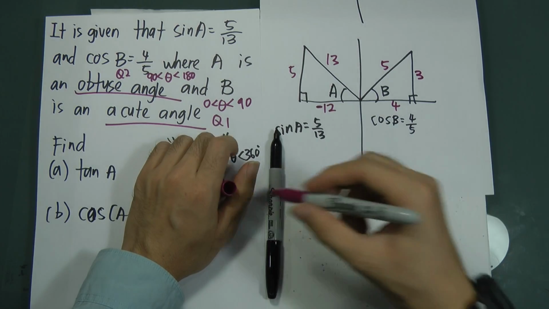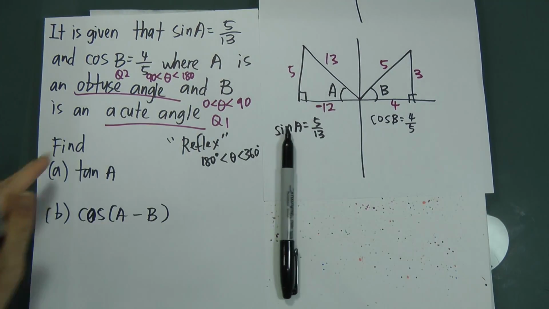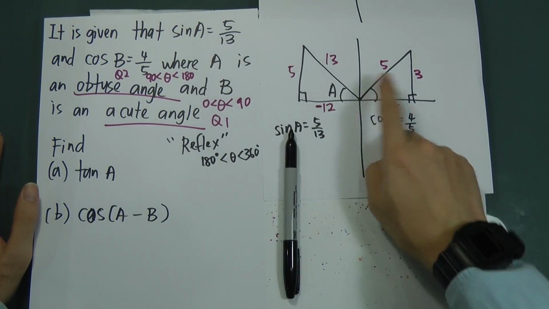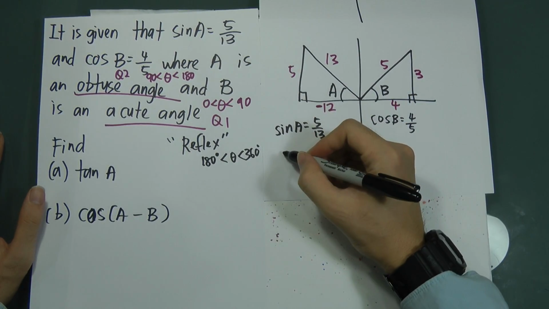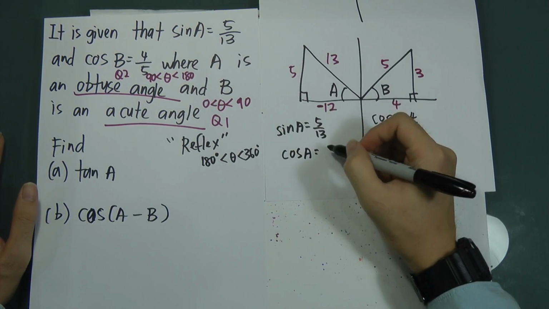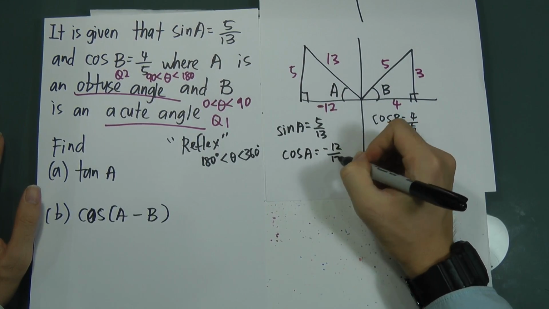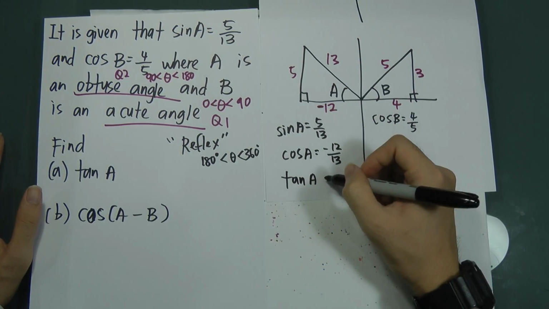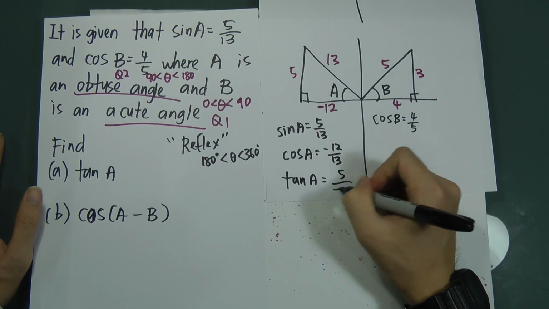Then what you need to do before you start to answer this question is to find out all the sine, cos, tangent for A and B. We have sin A already, so I'm going to find cos A. Cos is adjacent over hypotenuse, so it is negative 12 over 13. Tangent A will equal 5 over negative 12.